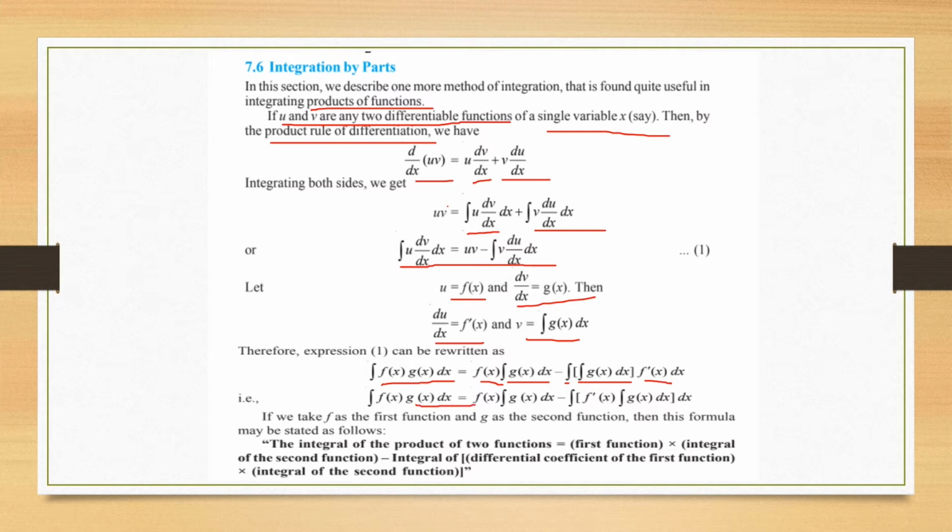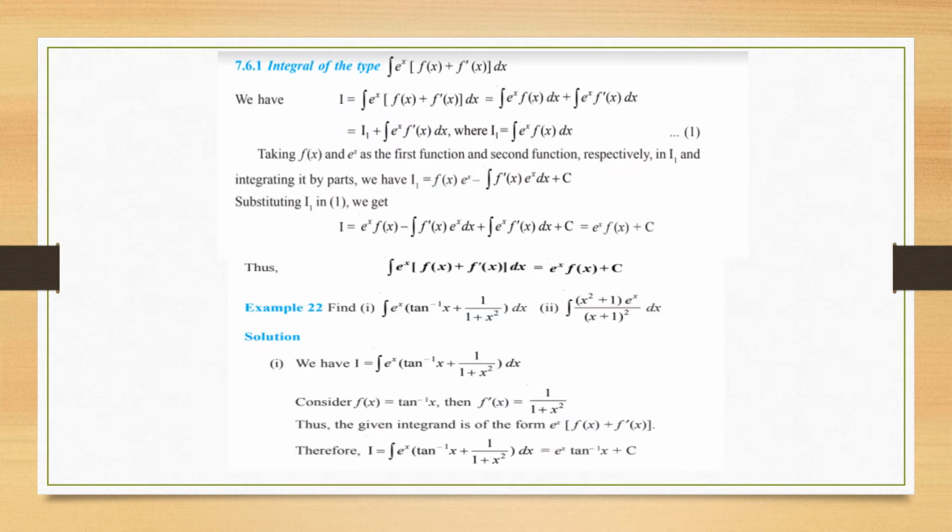Okay, so this is what we mean by integration by parts, right? That is, the integral of product of two functions is equal to first function into integral of second minus integral of differential coefficient of first into integral of second function.